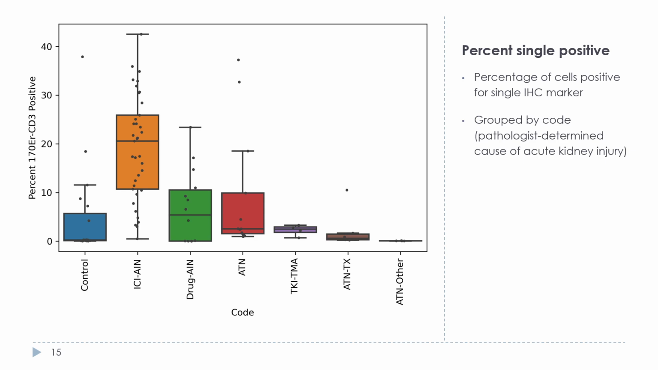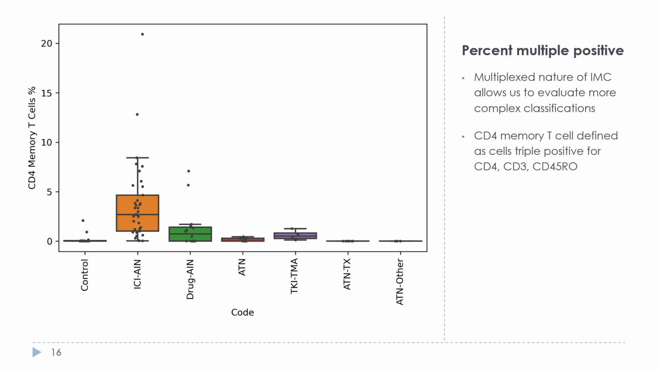So by applying the pathologist-supervised thresholds, we can then identify the positive population of cells and find the percentage of cells positive for individual markers, as shown here for CD3. That being said, many immune cell types are characterized by more than one marker. As each cell in the dataset contains a list of markers that it is positive for, we can query specific immune cell subsets. Here, we measured the percentage of CD4 memory T cells as those that are defined as being CD3, CD4, and CD45RO triple positive.